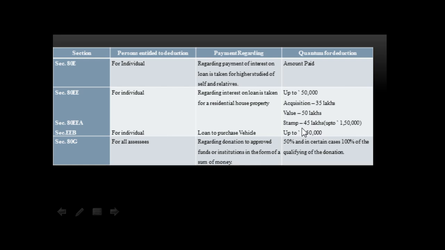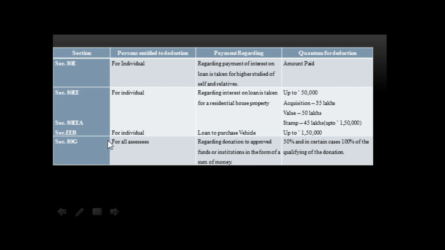There are two categories differentiated under 80EE and 80EEA. In 80EE, the loan taken from 1/4/2016 to 31/3/2017 alone will be considered for the quantum of deduction of 50,000. In 80EEA, the financial year in which the loan has been taken, from 1/4/2019 to 31/3/2022, will be considered for the quantum of deduction of 1,50,000.